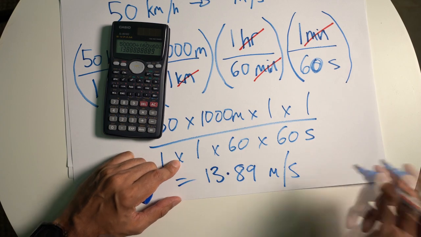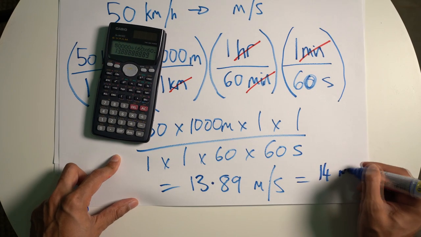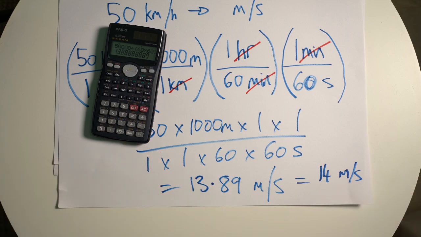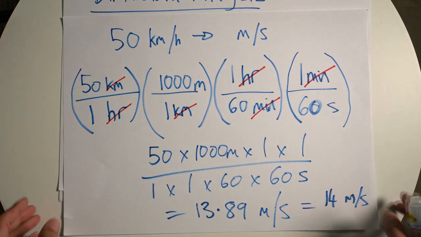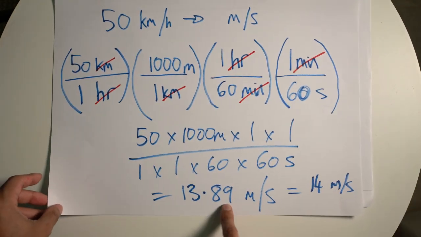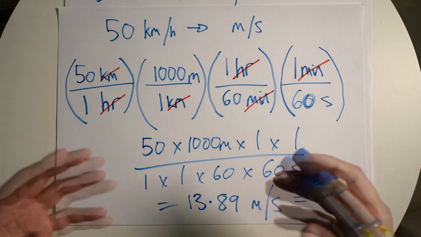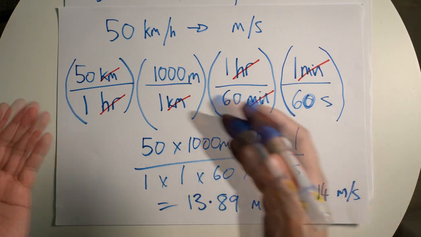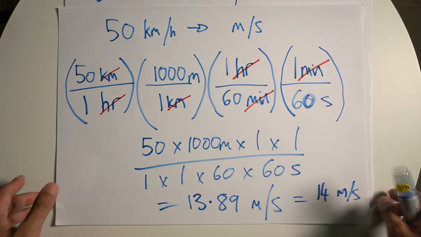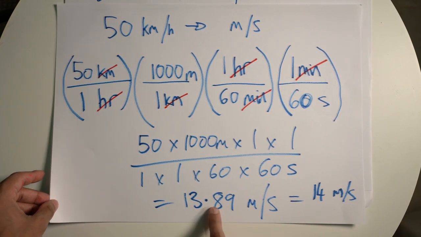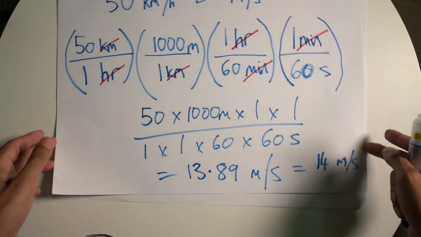13.89 meters per second. Now there's another thing that we can do as well. I'm going to say that this is 14 meters per second. Why do I say this? Because this has only got 2 significant figures, okay? 13.89 has 4 significant figures. And arithmetically, you can't have more significant figures than the numbers that you put in. The least precise number here is 50. It's only 2 significant figures. So for that reason, I have rounded this to 2 significant figures, which gives us 14 meters per second.